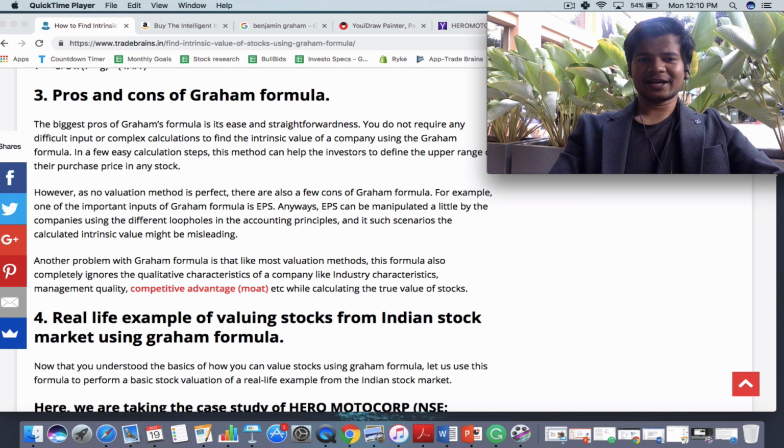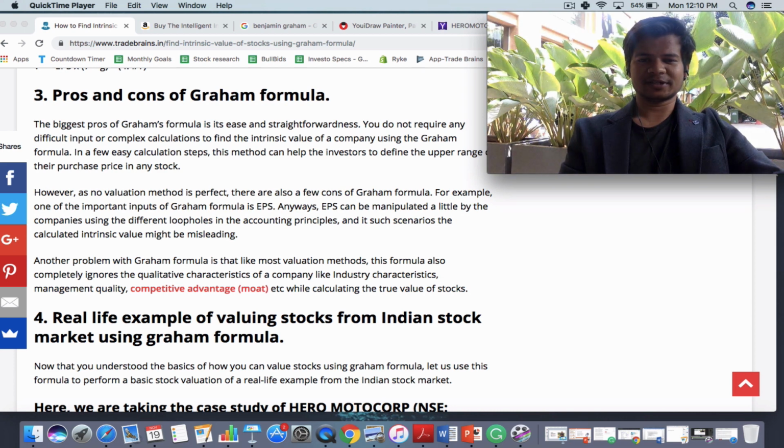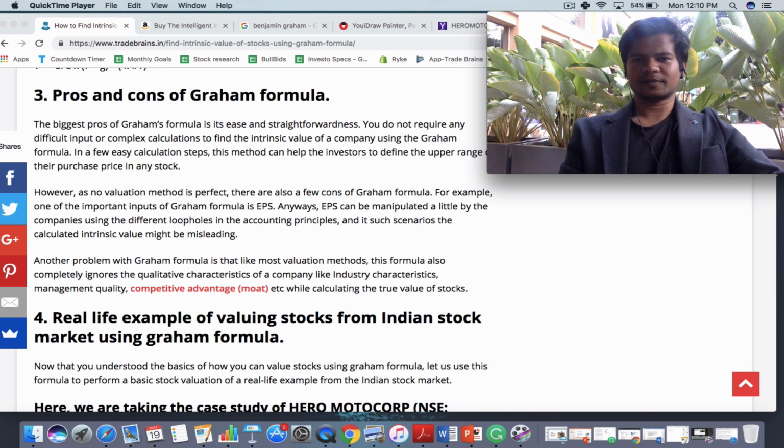And the third one is that, like almost all valuation methods, this formula also ignores the qualitative aspects of a company. It doesn't care about the industry of the company, its management quality, competitive advantage, or different qualitative aspects. So whenever you are using the Graham formula, do not blindly trust the formula. Even if the formula is saying that the company is undervalued, you still need to look at the qualitative aspects of the company. So these are the pros and cons of using Graham's formula.